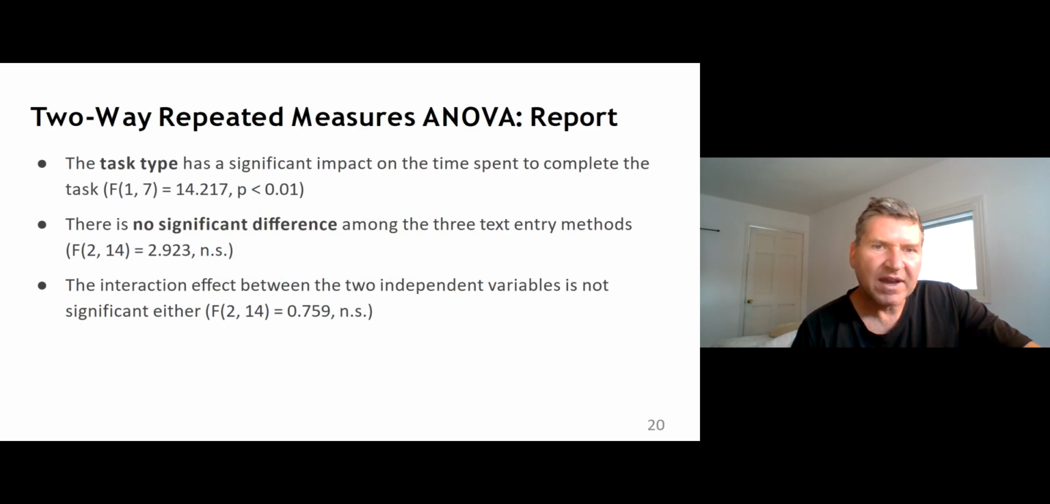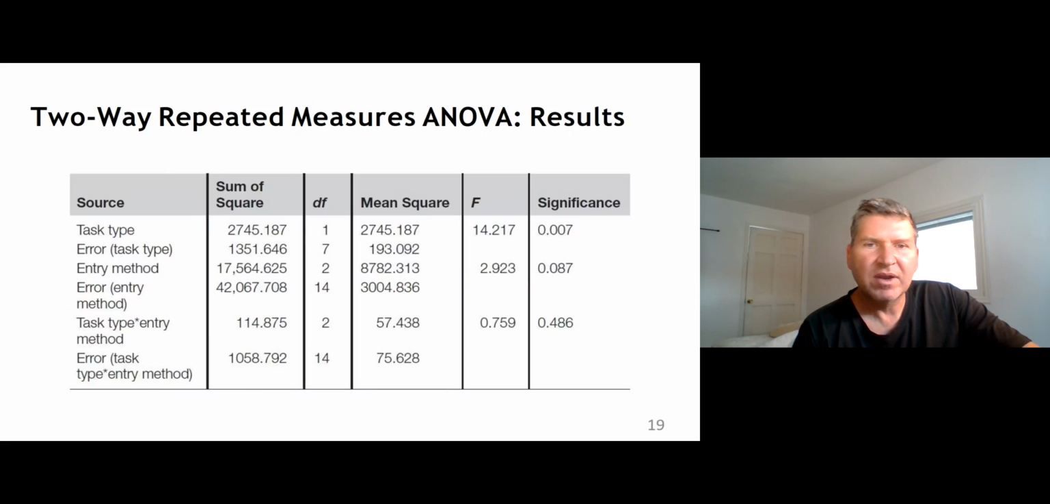The interaction effect between the two independent variables is not significant either. F(2,14) equals 0.759, NS. So if we go back, we can see where we get that from the task type times entry method. So that's the interaction between the two effects. And you can see here, the F statistic is 0.759. Higher is better, of course. And you can see here the degrees of freedom are 2 and 14.